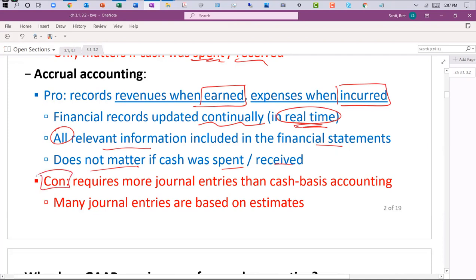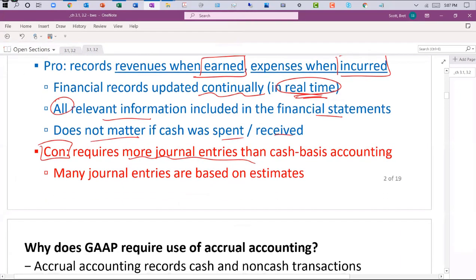The primary downside, and really, in my opinion, the only downside, is that accrual accounting requires more journal entries than cash basis accounting. So imagine a situation we saw in last chapter where we perform services on account. So yes, we earned revenue and we would record revenue as a credit. If we didn't get cash, we would go ahead and record an accounts receivable of that same amount. That would be one journal entry under accrual basis accounting.